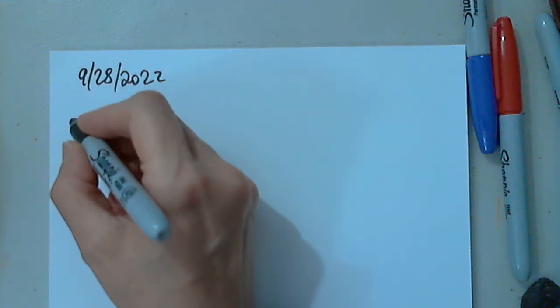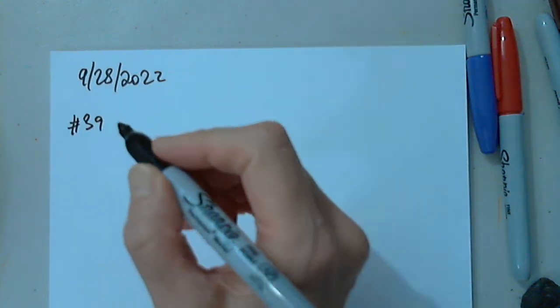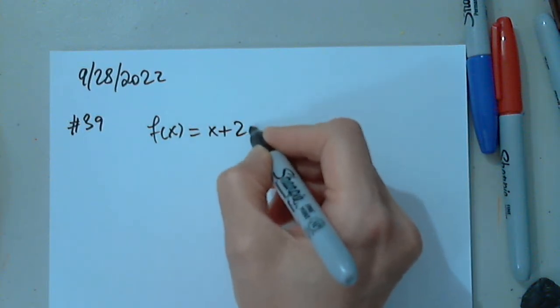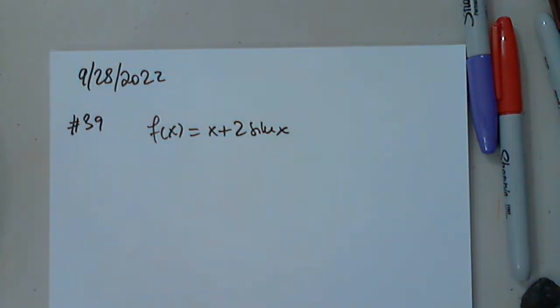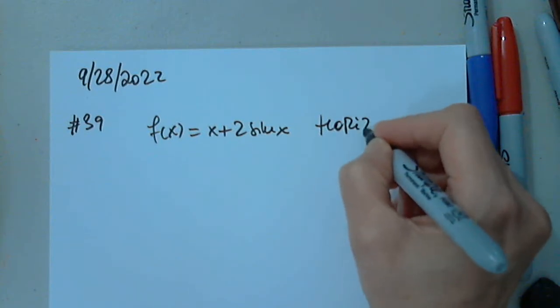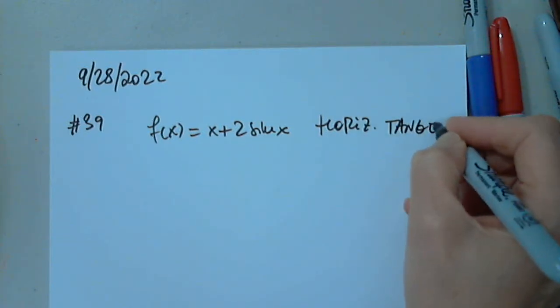Still nothing. Okay. So 39: f of x equals x plus 2 sine x. So we're talking about what values of x. We can also determine the points, and I would like to add: for what points, if they exist, does the graph of f have a horizontal tangent? So, horizontal tangent.